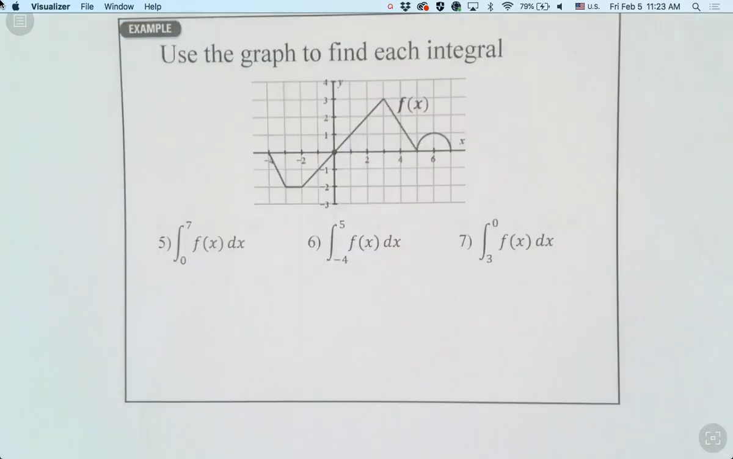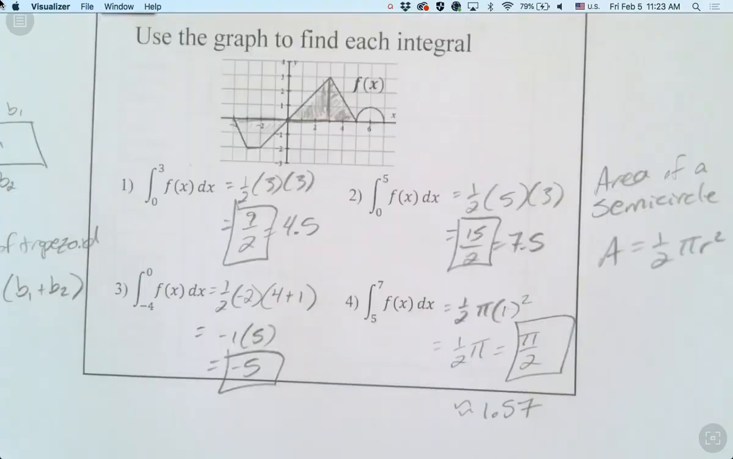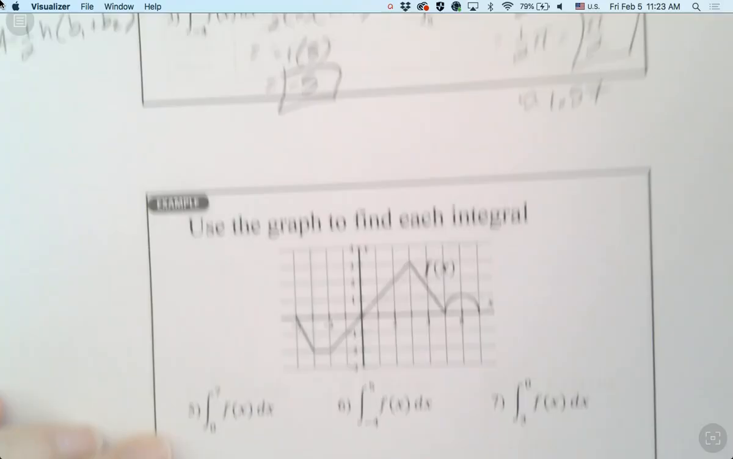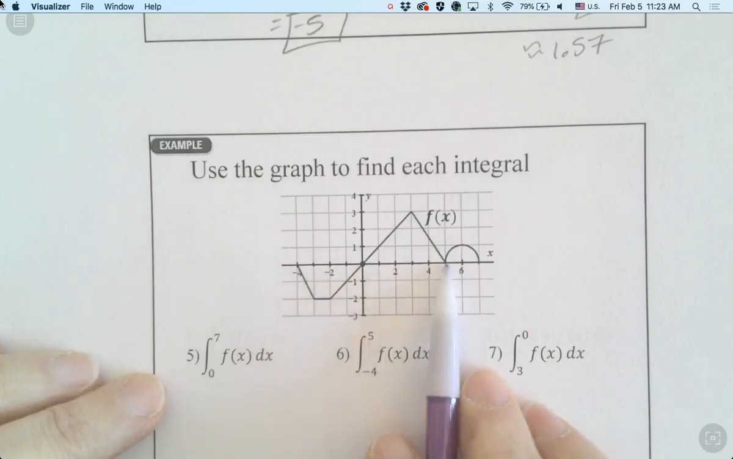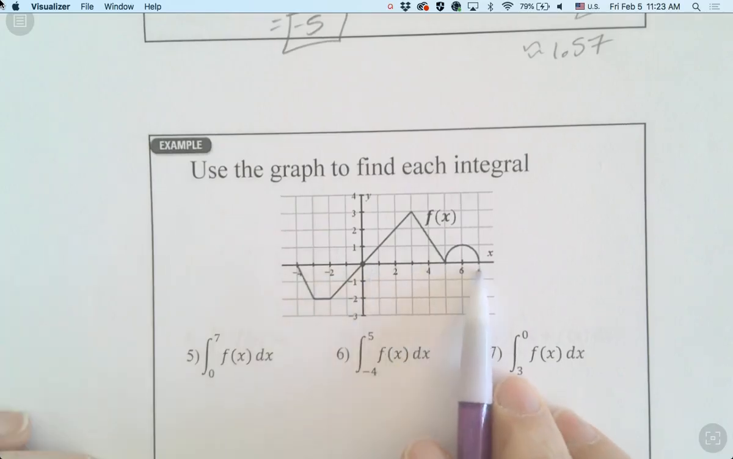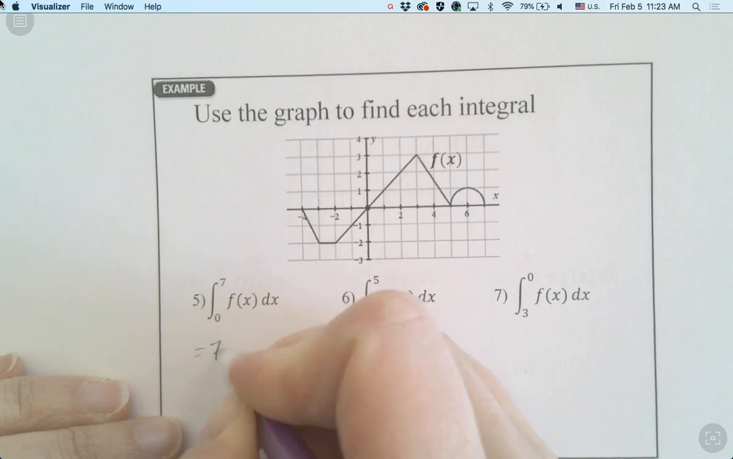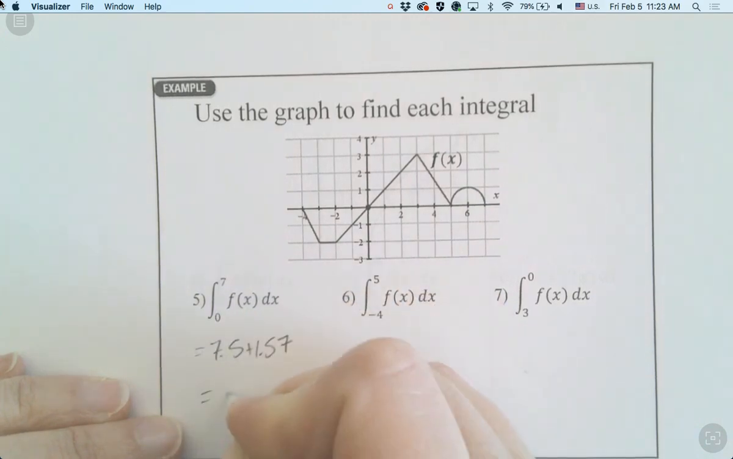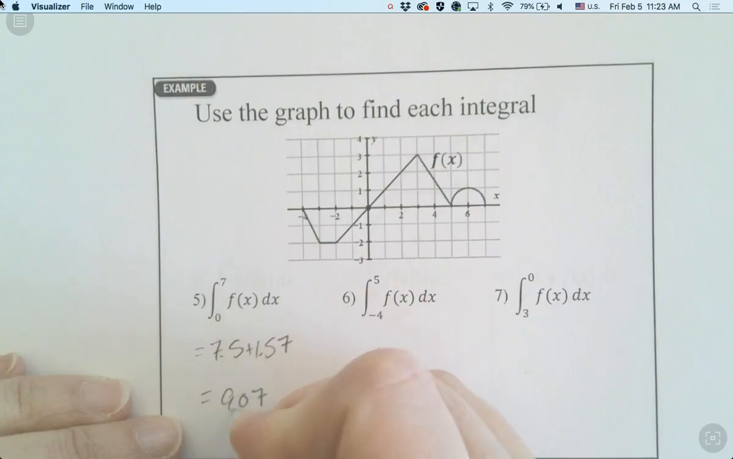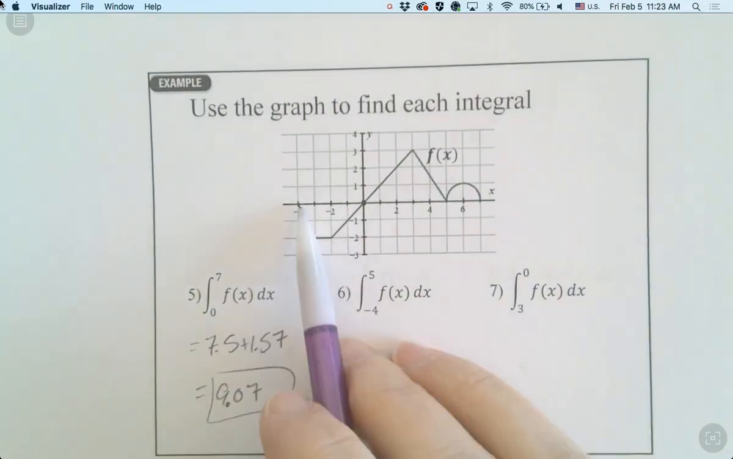All right, let's talk about number 5. So this time we're going from 0 all the way over to 7. It's the same graph as the other questions. So we can just use the same information that we found before. So going from 0 to 7 means you're going to use that larger scaling triangle and the semicircle. So what do you have there? So that would just be the 7.5 plus the 1.57. So that is 9.07.